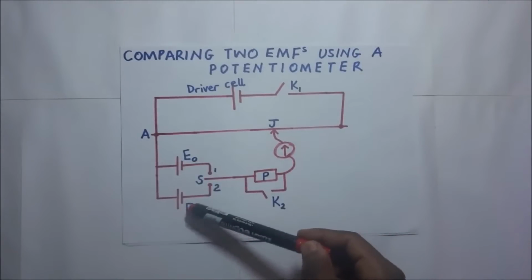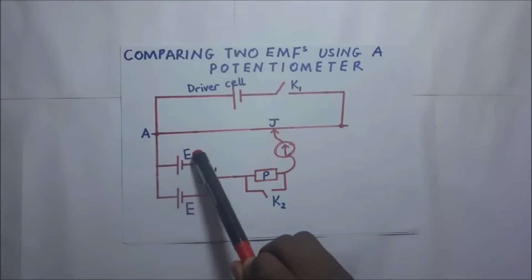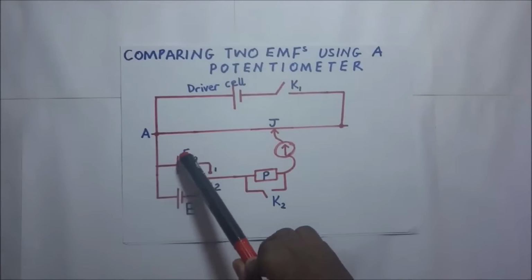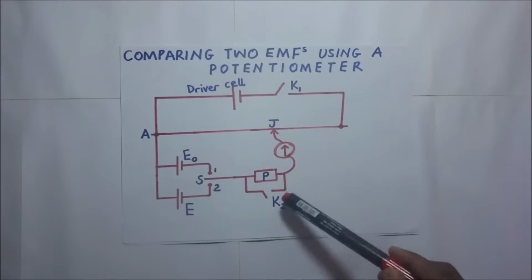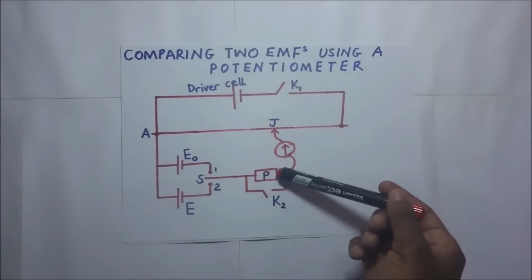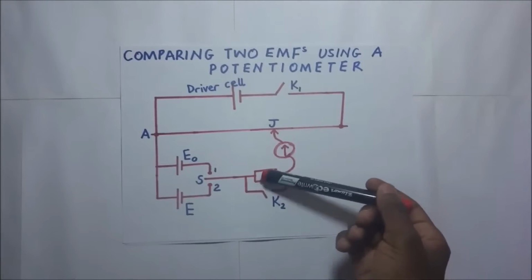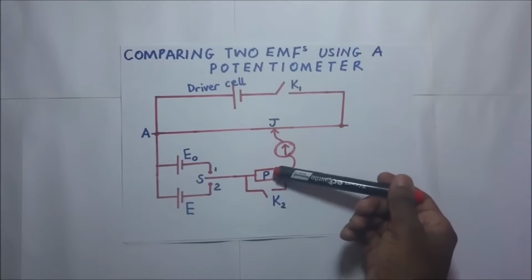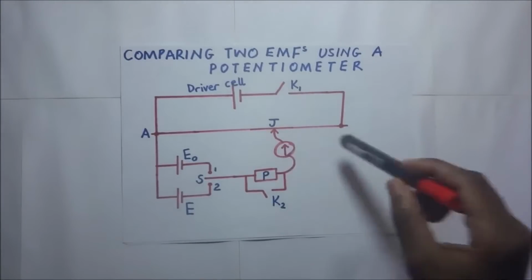Now, E is a cell whose EMF is not known. E0 is a cell whose EMF is known, and this is what we are calling the standard cell. A standard cell is a cell whose EMF is known. We have right here a resistor we've called P. It is a protective resistor that we have connected in series with the galvanometer so that we protect this galvanometer from excessive current.